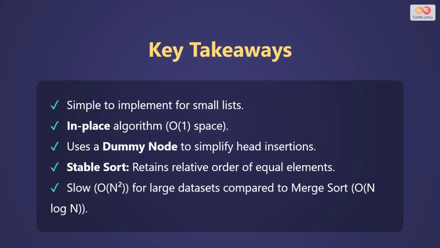To summarize, insertion sort for linked lists is great for small datasets and is an in-place, stable sort. The key to implementing it correctly is using a dummy node to handle head insertions easily, and remembering to save your next pointer before rewiring the current node.